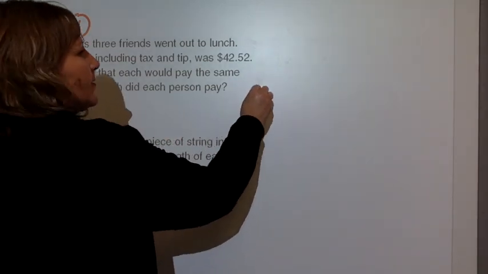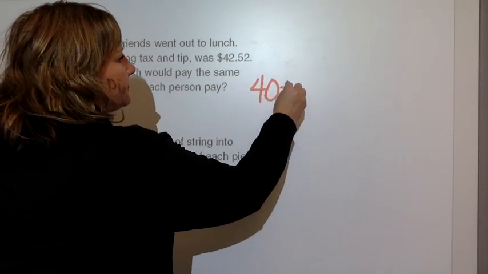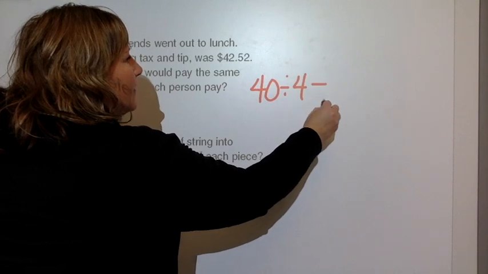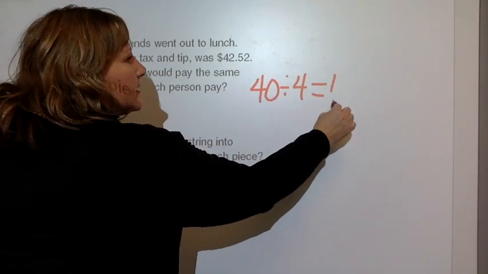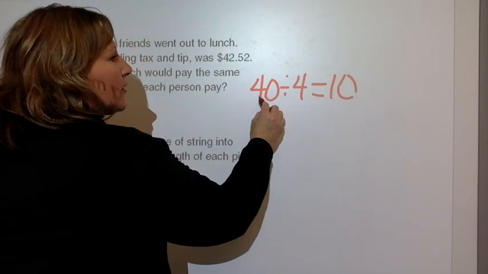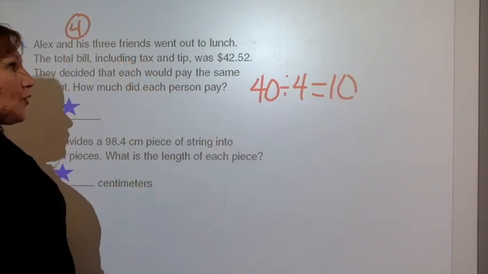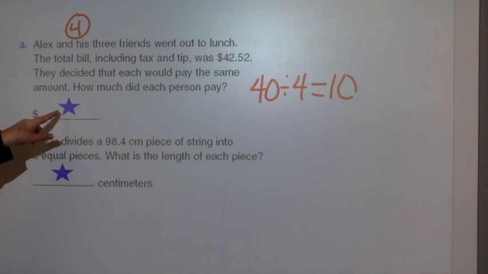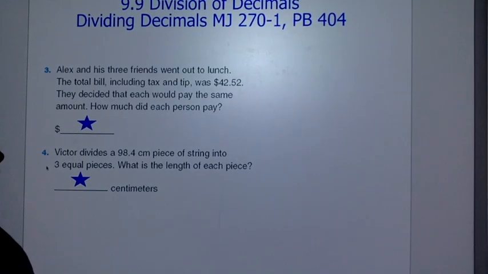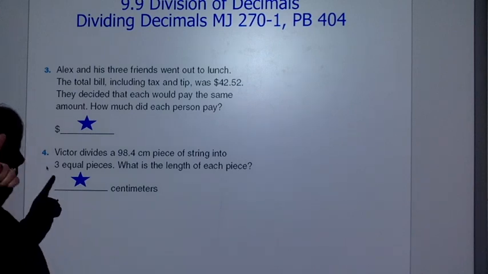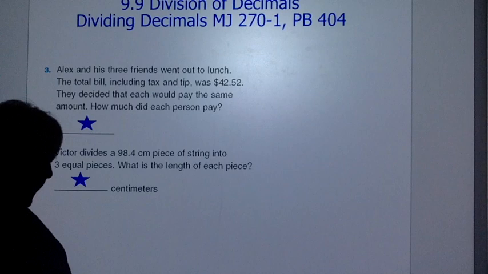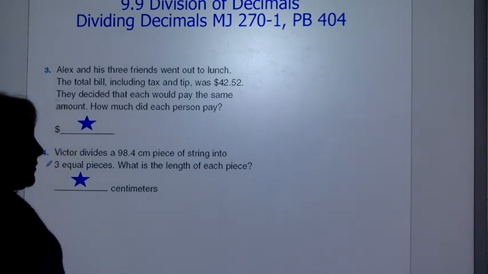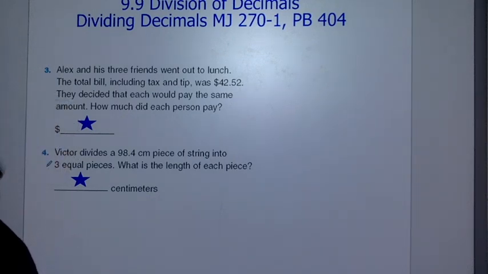So 40 divided by 4. Remember, I'm just using rounded numbers here. 40 divided by 4 is 10. 10 times 4 is 40. So I know my answer, my quotient right here, should be really close to $10. Keeping in mind that our original estimate was 40 divided by 4, we know that our quotient is going to be really close to $10 when we get done with this.